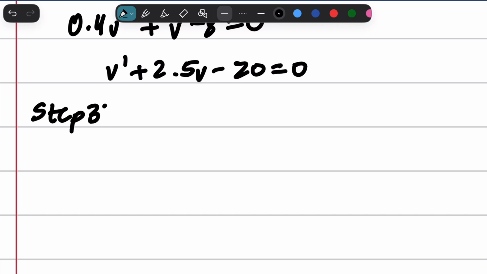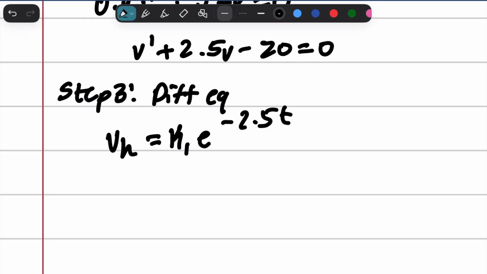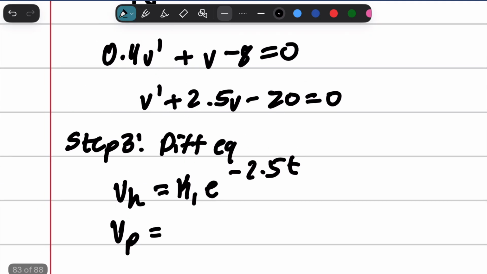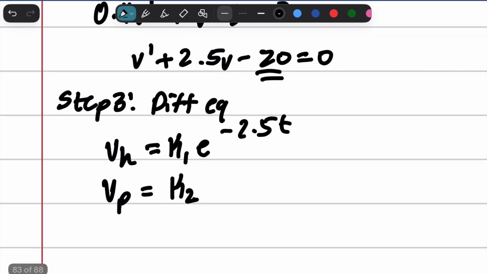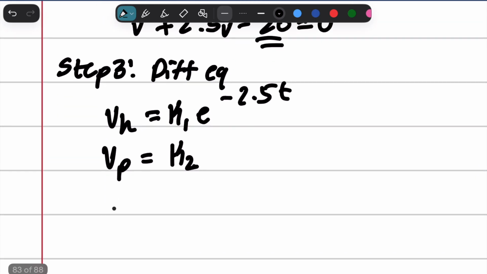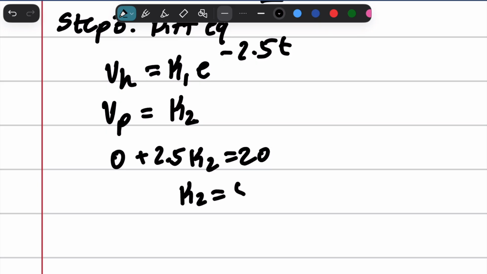Step 3 is to solve this differential equation. So first we're going to find our V homogeneous, which is just k1 e to the negative 2.5t right here, and then we've got Vp equaling k2, because we have to have our guess because we have our little constant forcing function. We're going to plug that in. 0 plus 2.5 k2 is equal to 20, and so we get that k2 is equal to 8.